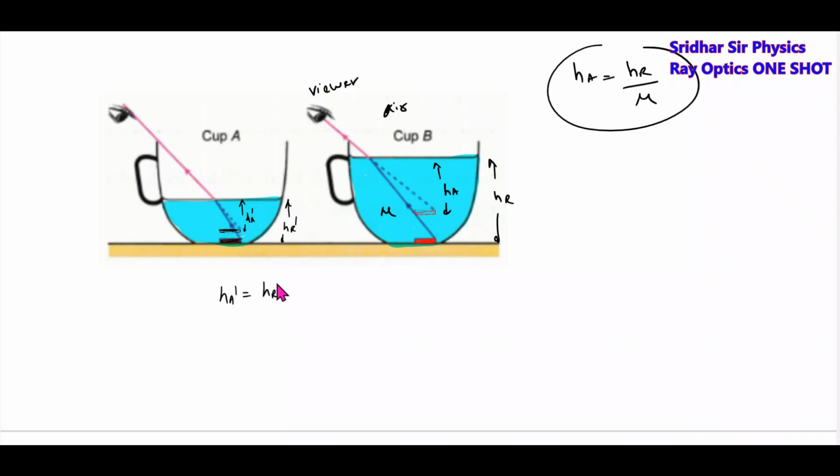HA dash equal to HR dash by mu, and HA equal to HR by mu. As your real depth changes, the apparent depth also will change. The same coin now will appear still more at a certain distance here like this. Hope you are able to understand this now. So the apparent depth depends upon the real depth of the liquid. How to change the real depth of liquid? By changing the level of liquid. Just some general discussion I brought here.